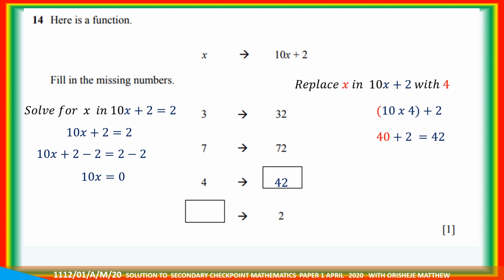So what number will I use to multiply 10 to give me 0? The answer is 0. So s is equal to 0. So that is how you solve this type of question that deals with functions.